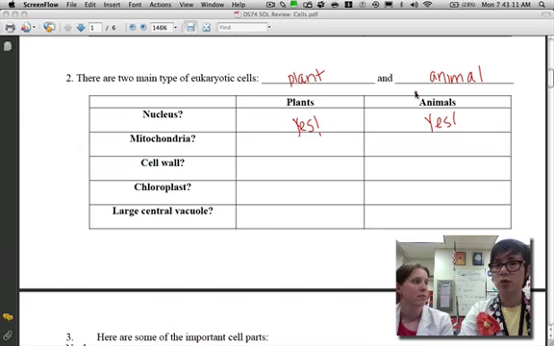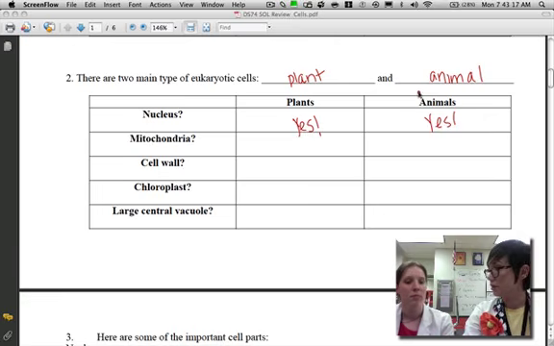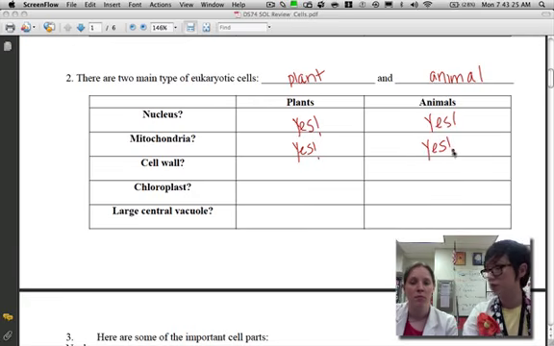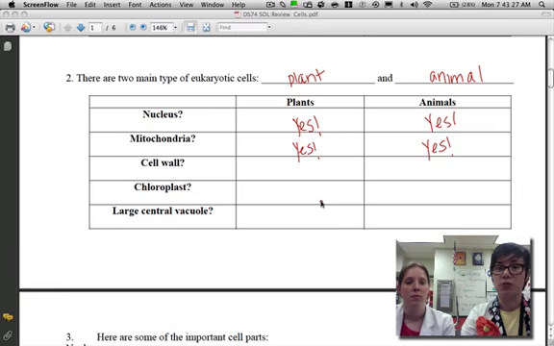And mitochondria, well, we know that mitochondria gives our cells energy, and mitochondria has a membrane that surrounds it. So anything that contains membrane-bound organelles will have this particular organelle in general. So we know that plants and animals are both eukaryotic, so they're both going to have this particular organelle.